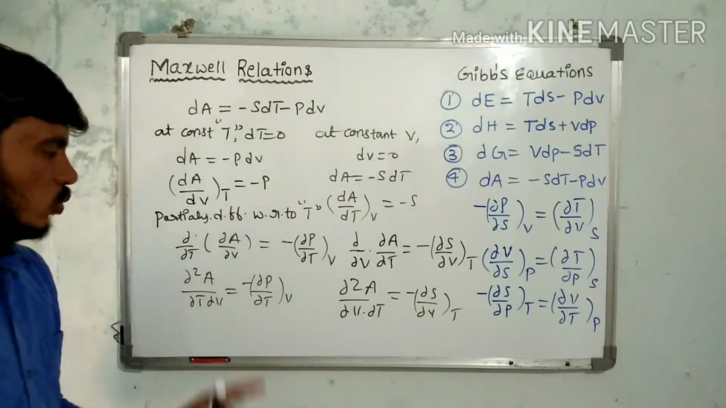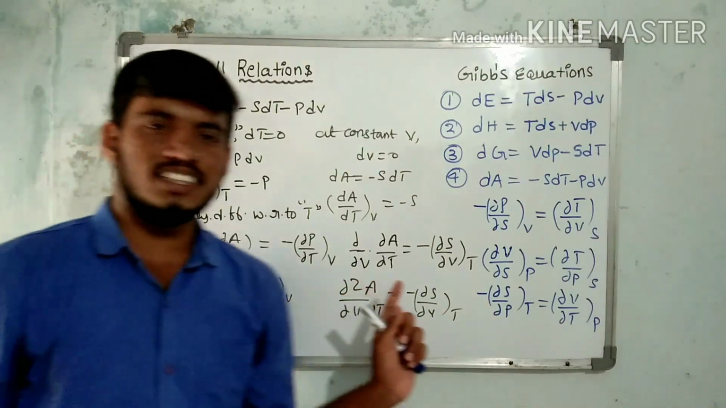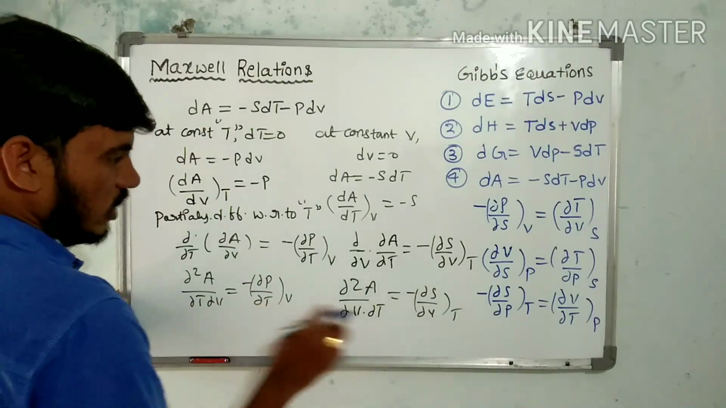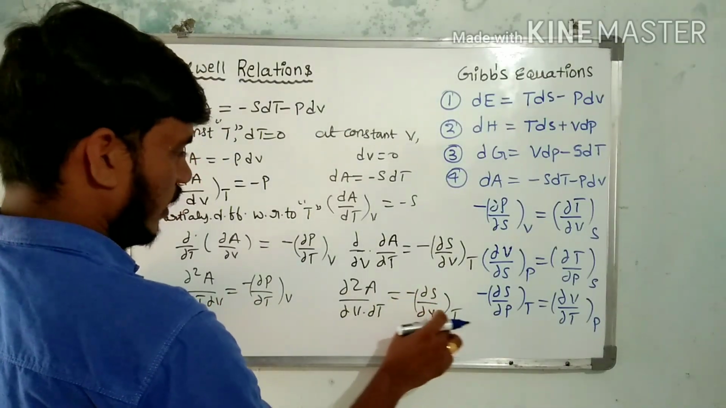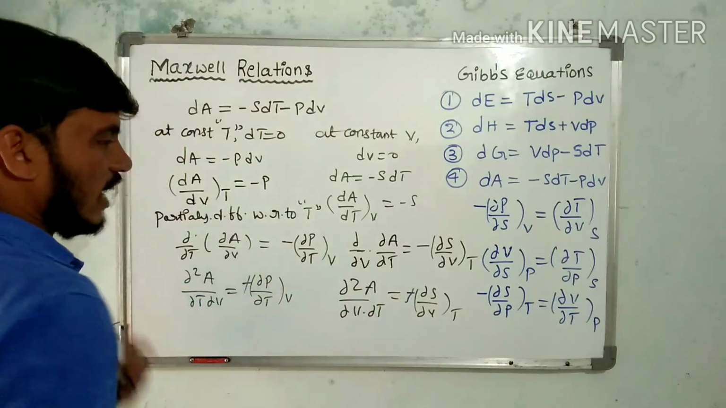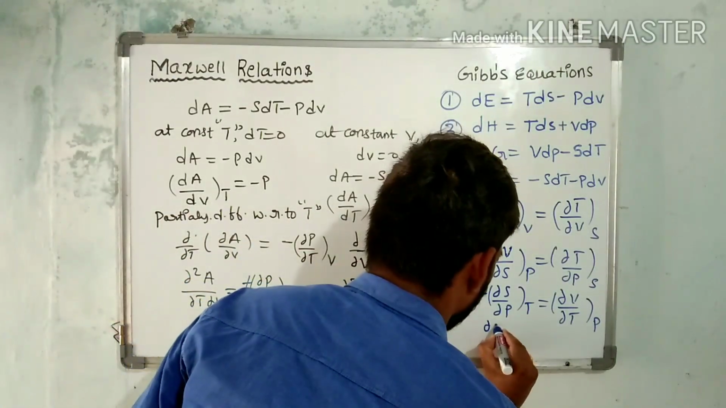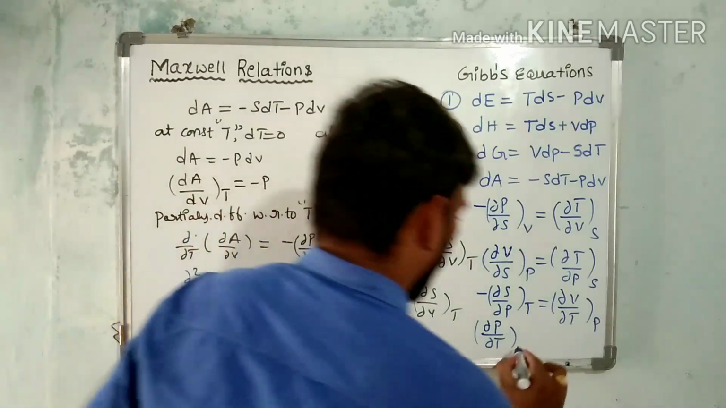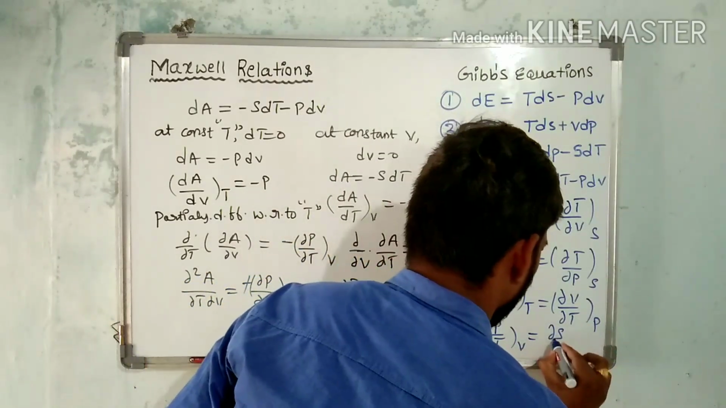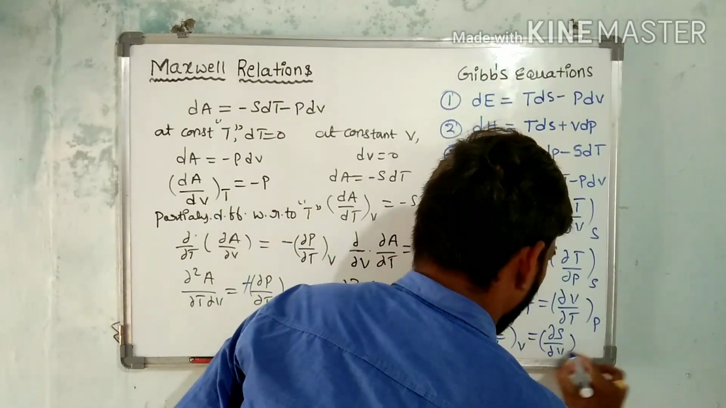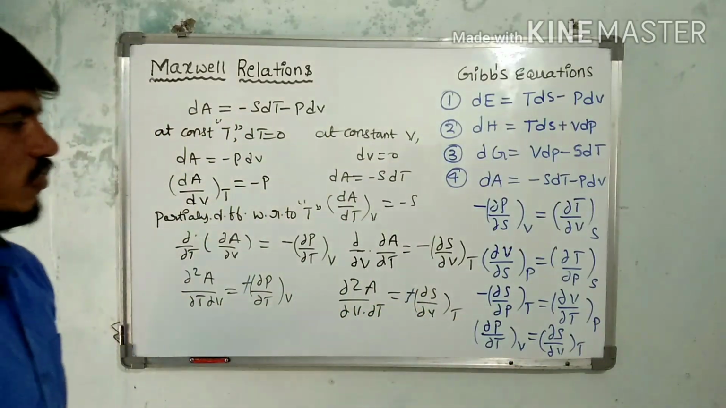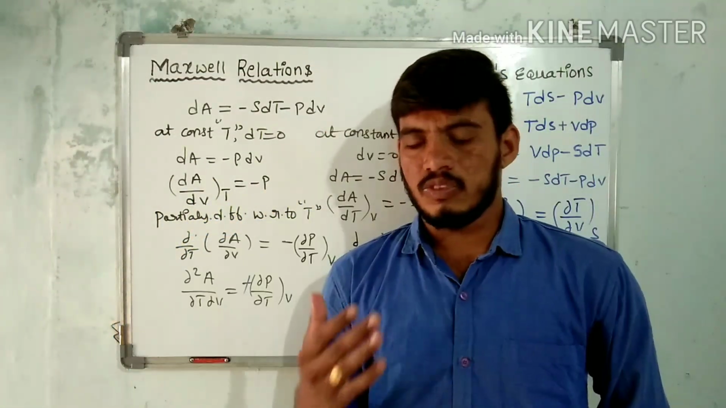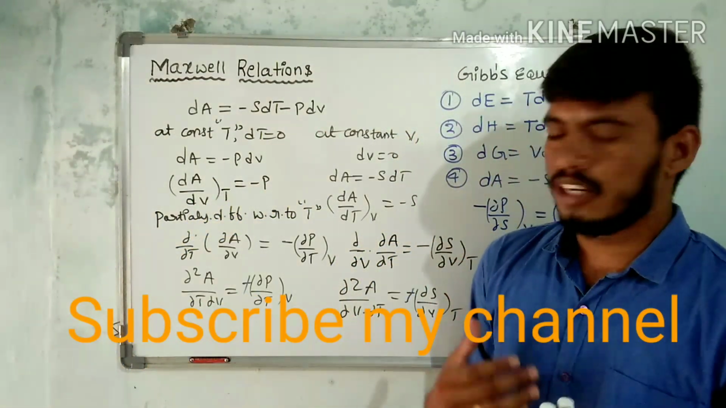Now in these two expressions the LHS is equal, so the RHS is equal. Now minus ∂P/∂T at constant volume is equal to minus ∂S/∂V at constant temperature. The minus cancels. Now the equation is ∂P/∂T at constant volume is equal to ∂S/∂V at constant temperature. This is the fourth Maxwell equation, obtained using the Gibbs equation. This is the concept of the Maxwell relations using the Gibbs equation.